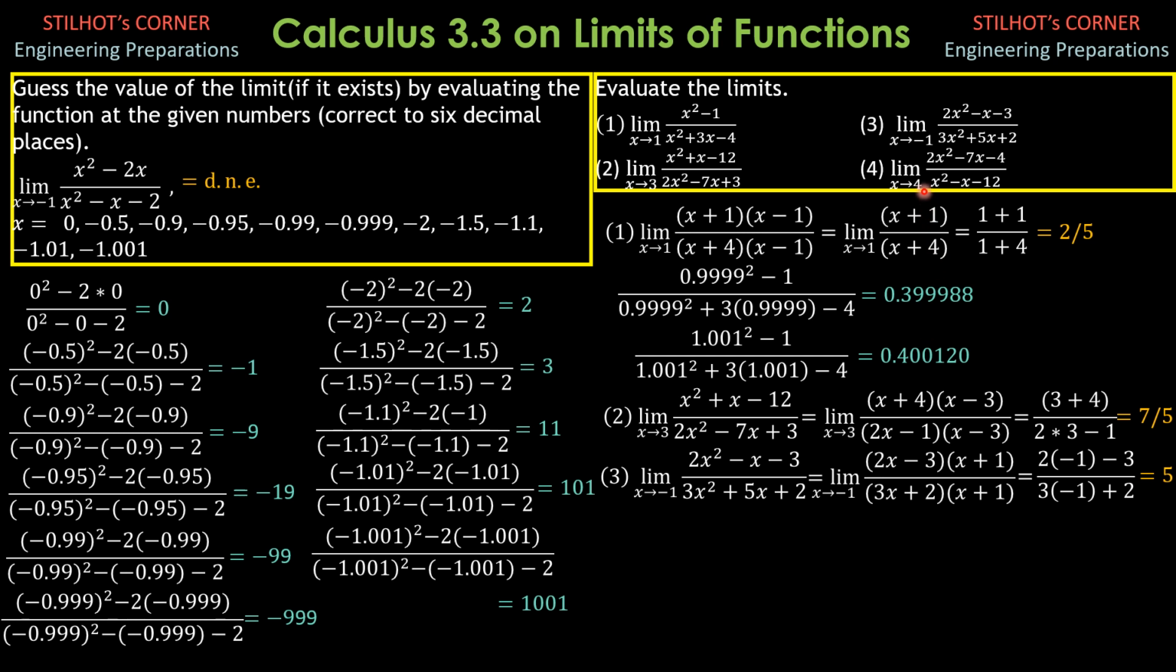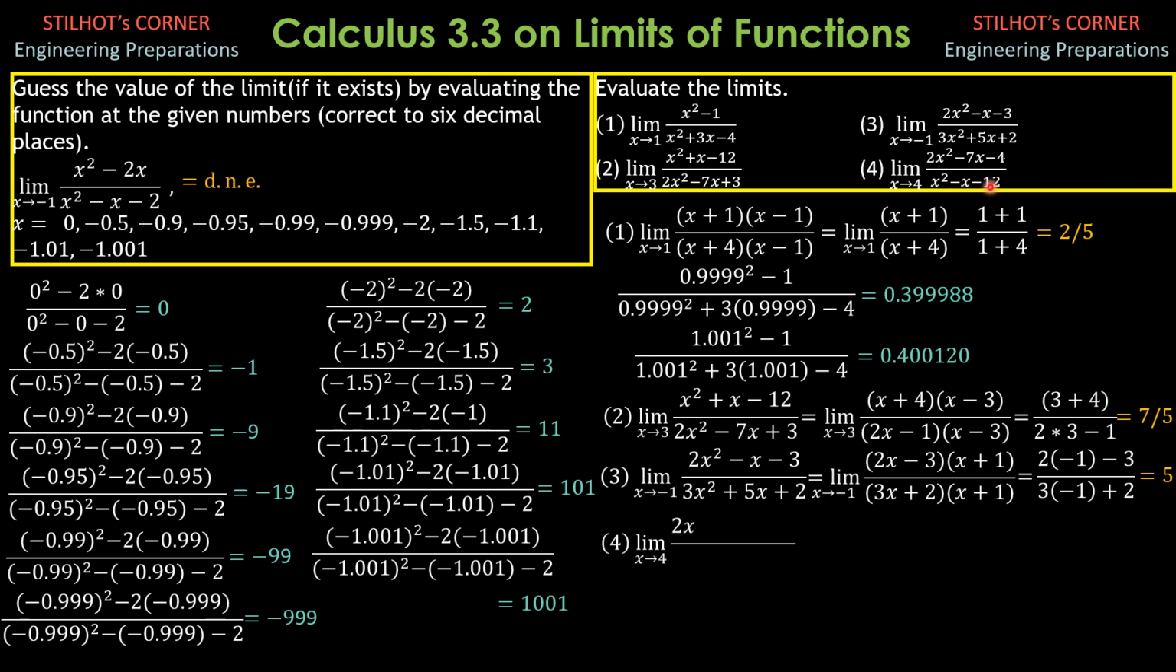Then number 4, as x approaches 4, 2 times 4 squared, 32, minus 7 times 4, which is minus 28, so 4 minus 4, the numerator approaches 0. The denominator is 4 squared, 16 minus 4 is 12, minus 12, the denominator also approaches 0. So that means there is a common factor of x minus 4 in the numerator as well as in the denominator. So the complete factored form of the numerator would be 2x plus 1 and x minus 4. The denominator would be x plus 3 and x minus 4.